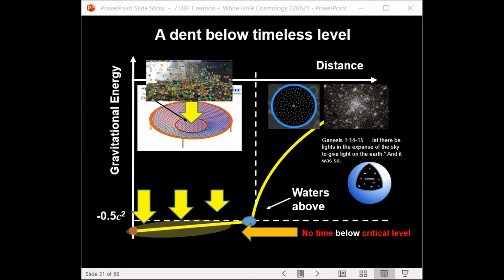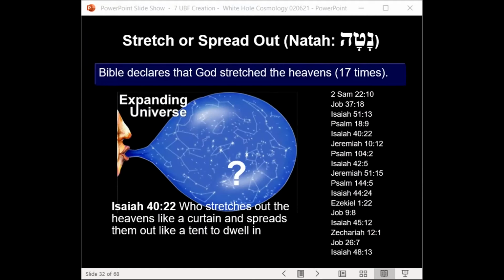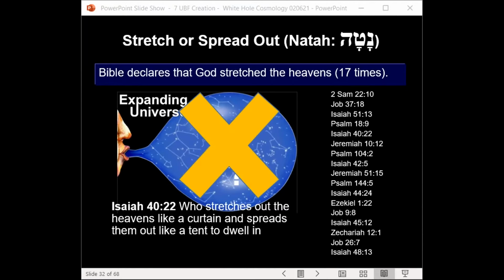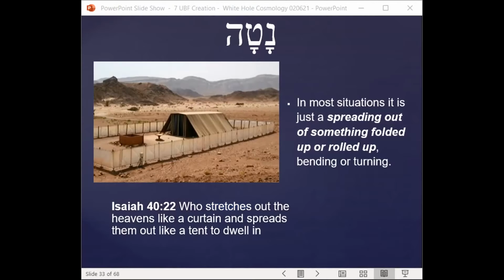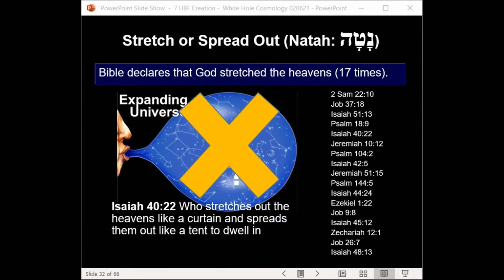By the way, the Bible declares that God stretched the heavens, and we have 17 such verses. For example, Isaiah 40:22 says, "Who stretches out the heavens like a curtain and spreads them out like a tent to dwell in." Here, the word expressing stretch or spread out is nata. Here, nata does not mean a huge stretch out of a rubber balloon or pizza dough. No. The word nata is not consistent with the expanding universe. Okay, that is what Humphreys found maybe 10 years ago.